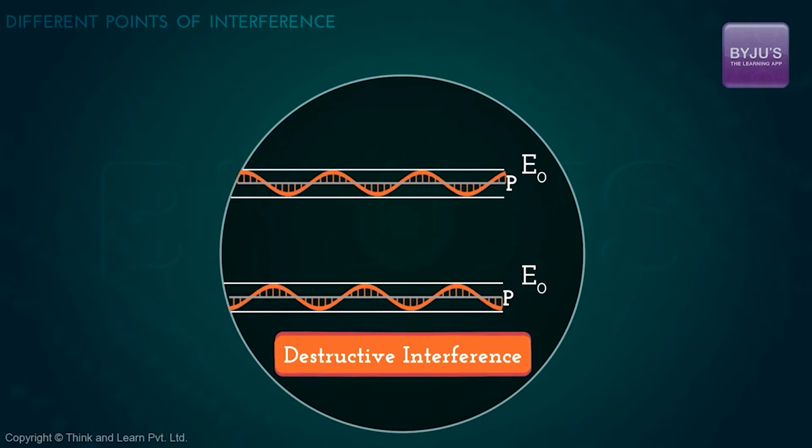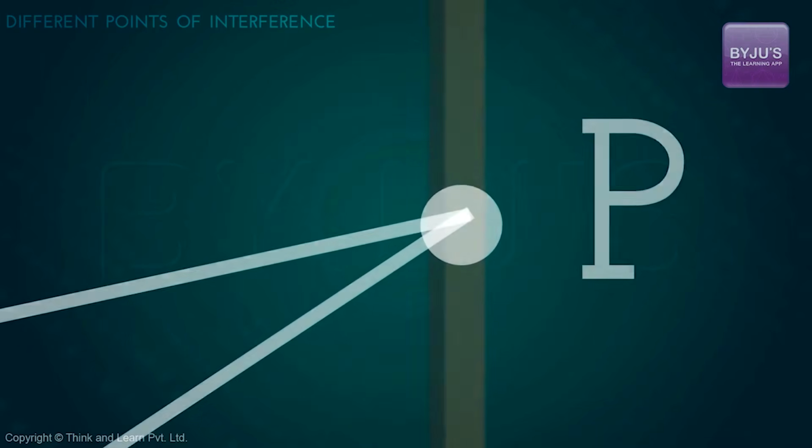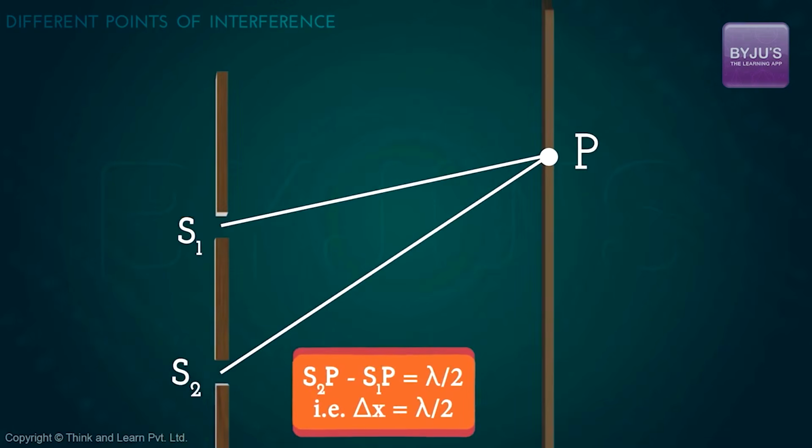So if you look over there, they'll reach in such a way that the field contributed by the wave from S1 will always be the negative of the field contributed by the wave from S2. So the net field at that point will always be 0, or the amplitude at that point will always be 0. So this is destructive interference. Okay, this is interesting.